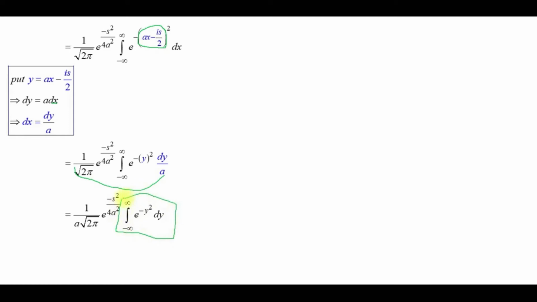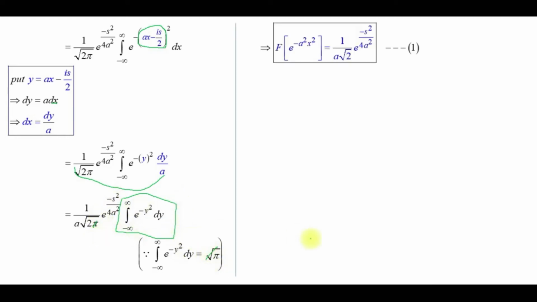There is one result. Integration from minus infinity to plus infinity of e power minus y square dy has the value square root pi. So substituting, square root pi cancels. Therefore the answer is Fourier transform of f of x equal to 1 divided by a root 2, e power minus a square divided by 4a square. Because here this is square root pi and this is square root pi, they get cancelled. So 1 by a root 2 e power minus a square by 4a square.